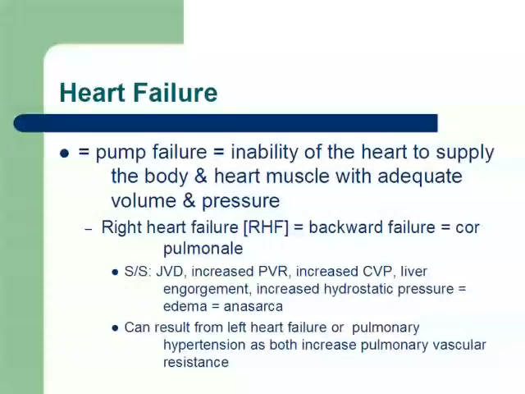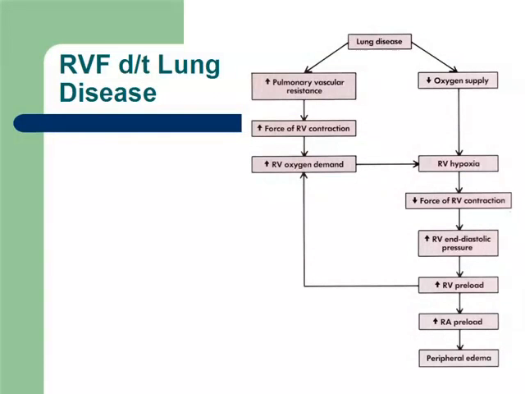It can result from left heart failure, but the usual cause when you have pure right heart failure by its own is pulmonary hypertension. But both will increase pulmonary vascular resistance. And this is a flow sheet showing right ventricular failure due to lung disease, where you have the decrease in oxygen supply that causes hypoxia, decreases the force of ventricular contraction, increases right ventricular end diastolic volume, pressure, preload, causes peripheral edema.